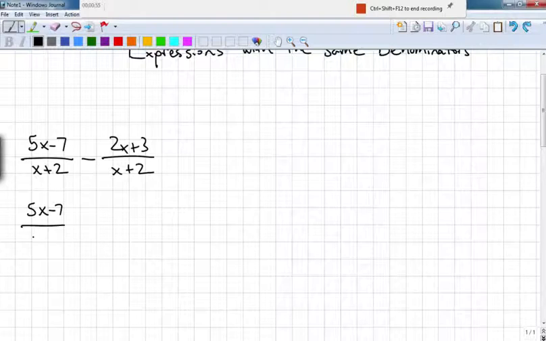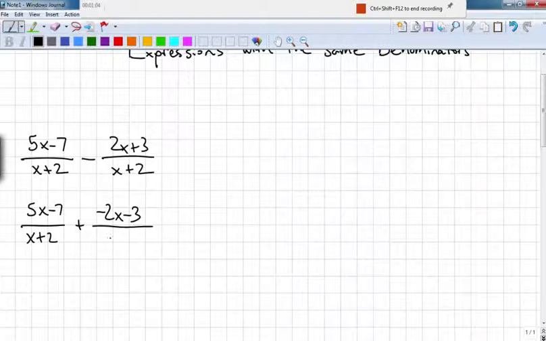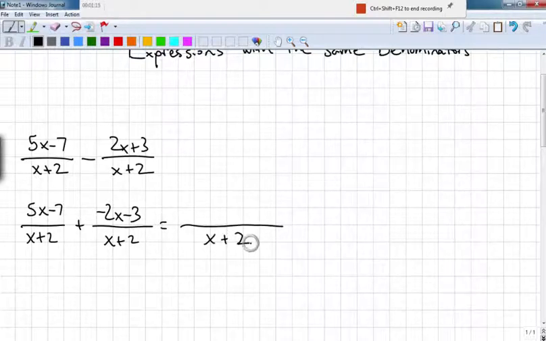So I have 5x minus 7 over x plus 2. Now the first fraction doesn't change, but I'm going to distribute the negative, so that will make a negative 2x minus 3 over x plus 2. And you only distribute the negative into the numerator, not the denominator. At this point I can just put everything over the common denominator of x plus 2. And so I have a 5x minus 7, and then a minus 2x, and a minus 3.